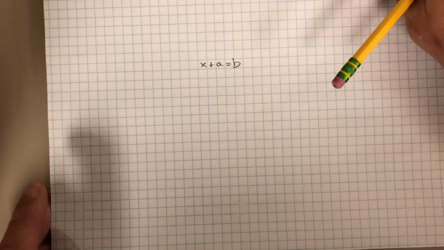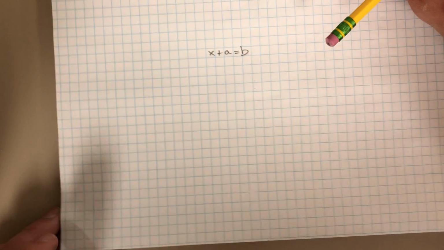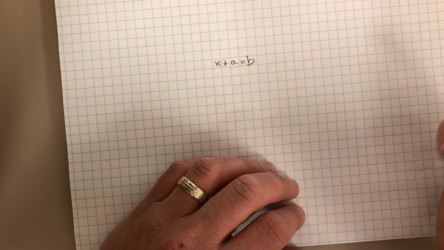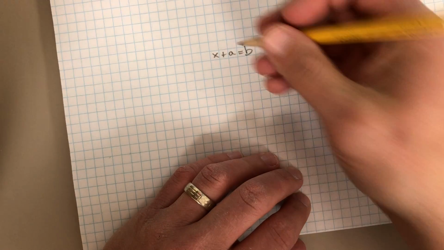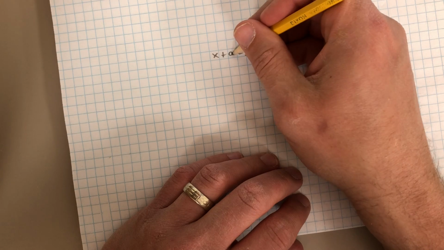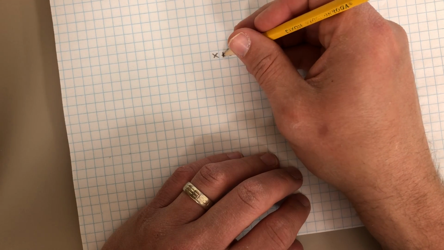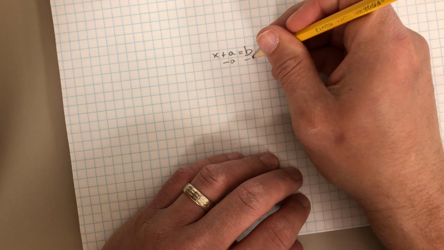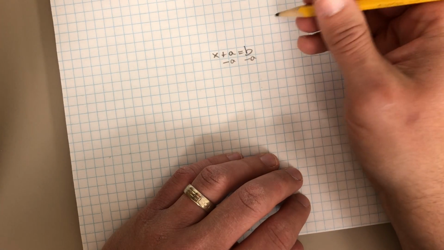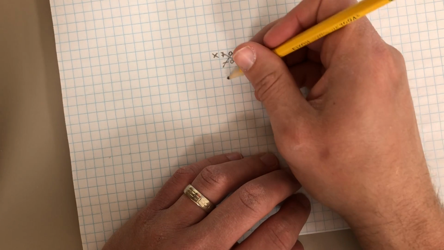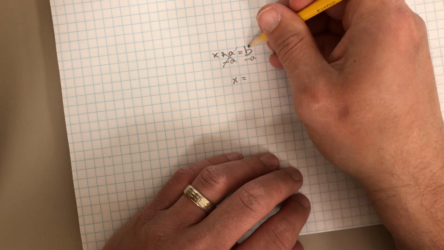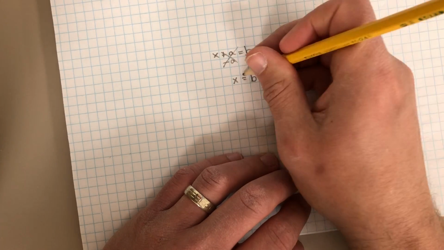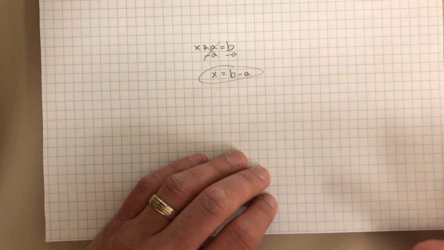Well, we can solve this the same way we would any of our other equations when we were solving for x, only this time instead of adding and subtracting numbers, we're going to add and subtract letters. To get x by itself, here a is being added to it, so to get rid of that a, the opposite of adding a would be subtracting a. I have to do that to both sides to keep the equation balanced. That'll cancel the a out and leave me with x equals b minus a.